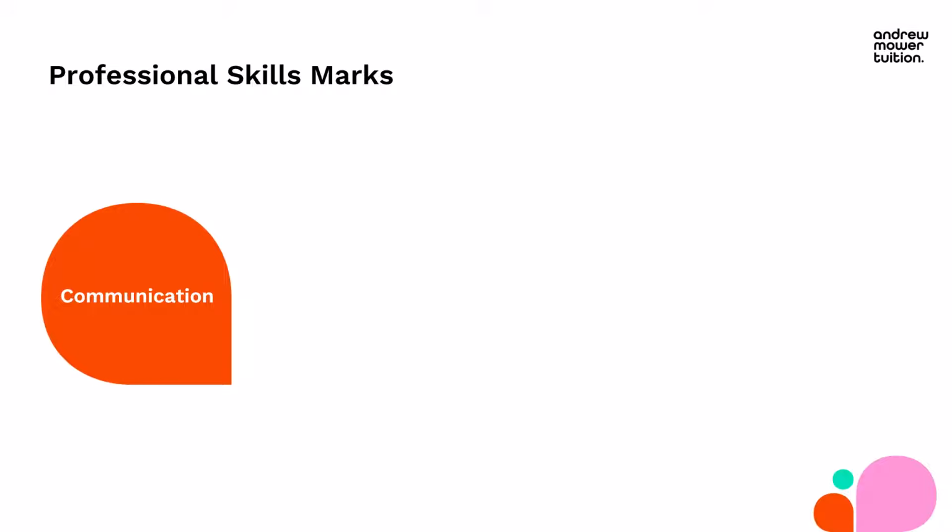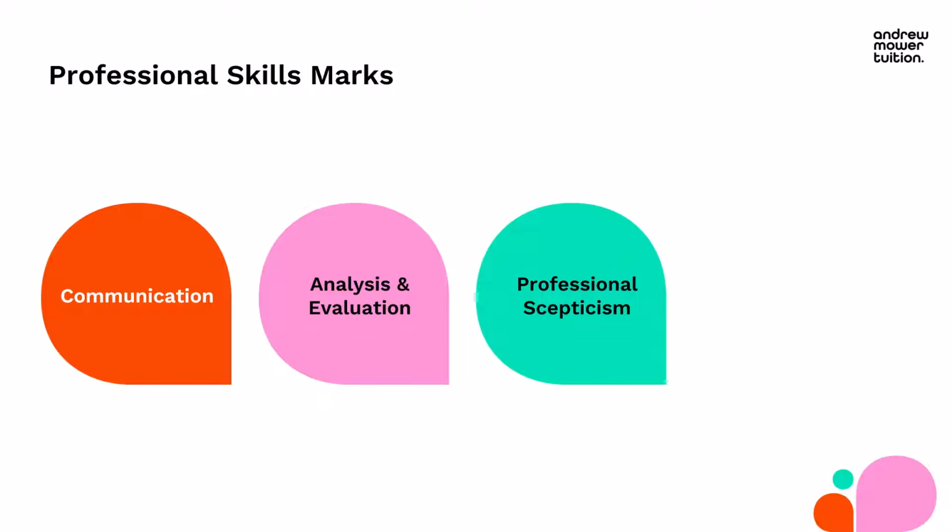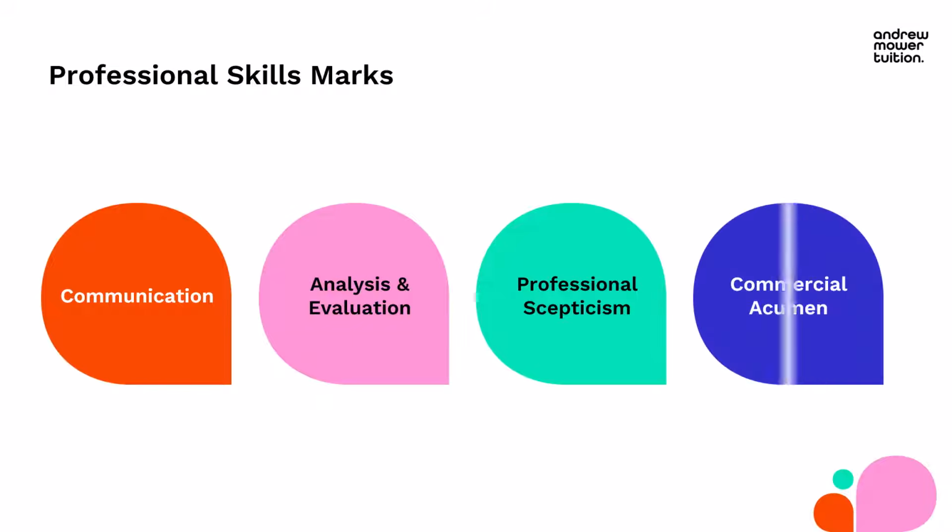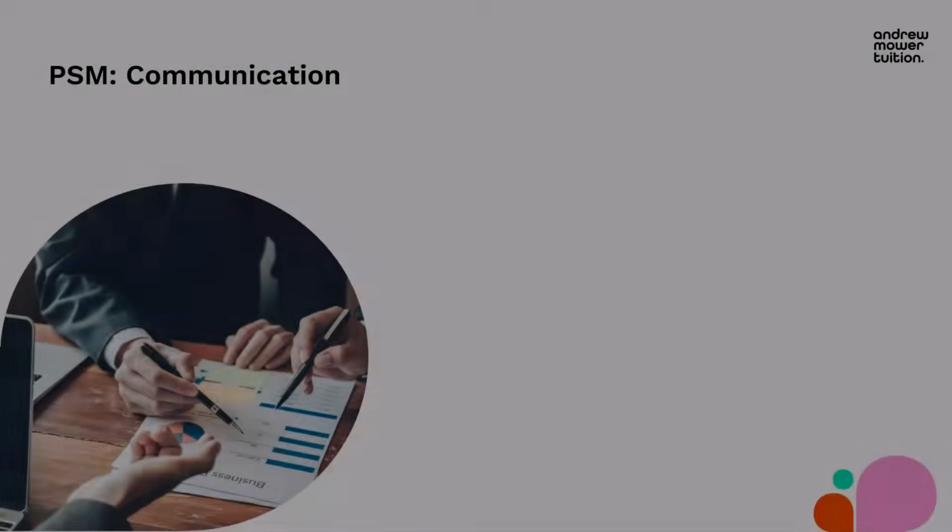Right, there are 4 types of professional skills marks we get in AFM. The first is communication. We then get analysis and evaluation, professional skepticism, and commercial acumen. I'm going to run through these one by one and give you tips on each of these. Now, all of these will be in your exam. Communication can only be in question 1, and in question 1, you will get all 4 of these. And then in questions 2 and 3, you won't get communication, but you'll get the other ones instead.